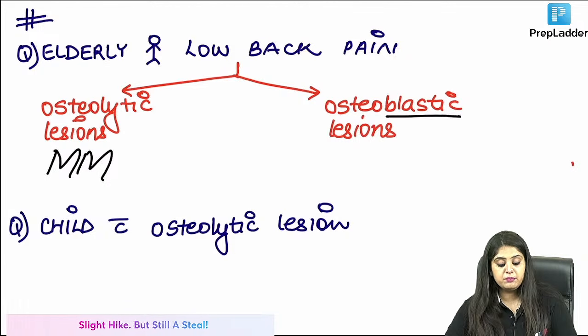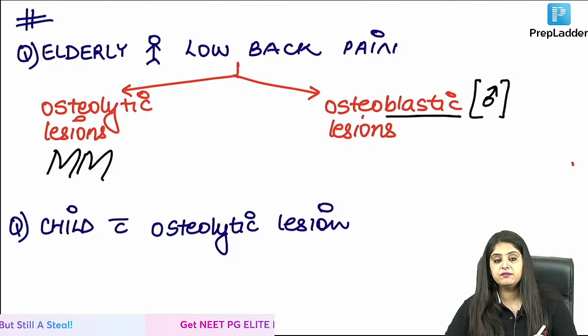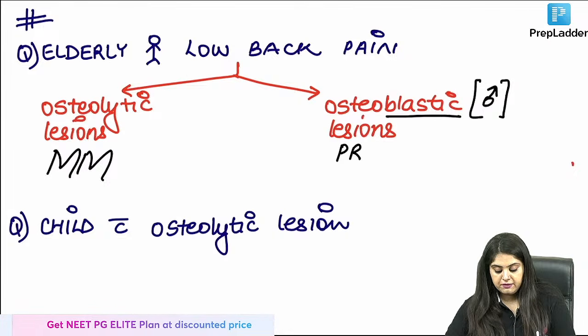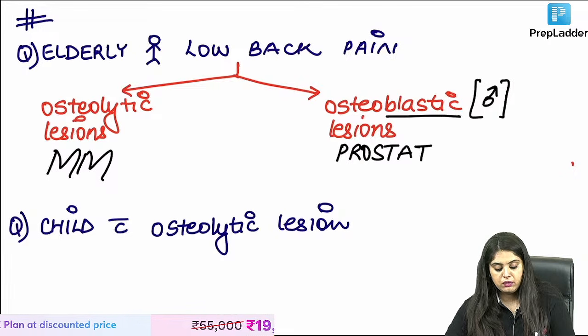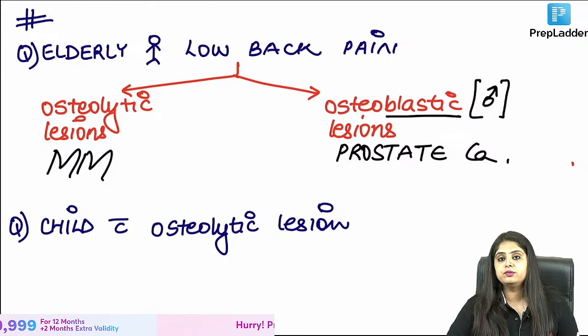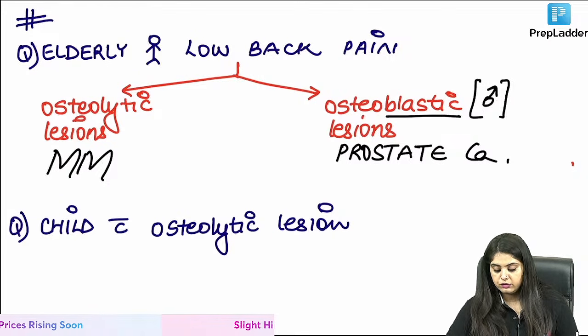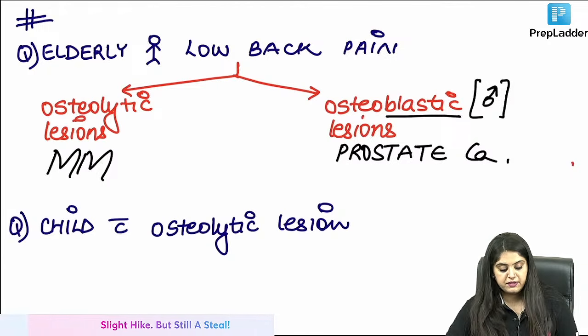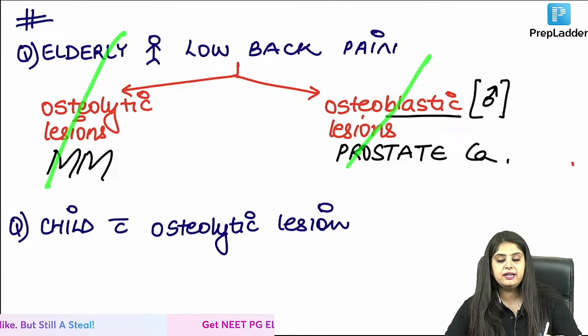But if it is osteoblastic lesions, especially if you are dealing with low back pain in a male patient, the cancer that you are going to rule out is going to be prostate cancer, because when it goes to the bone, the lower back, that is the lumbosacral region, it causes osteoblastic metastasis. Very, very good. But now this is both elderly patients.